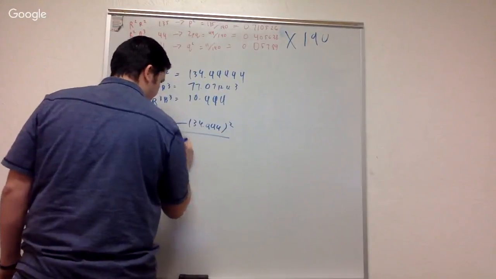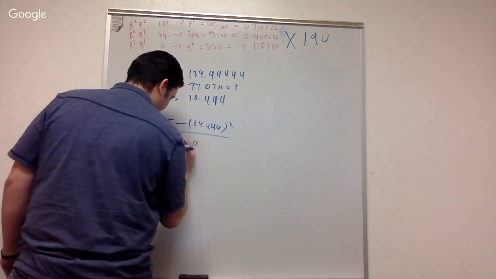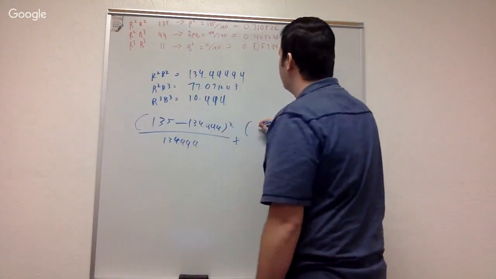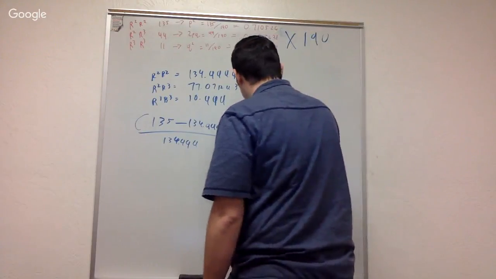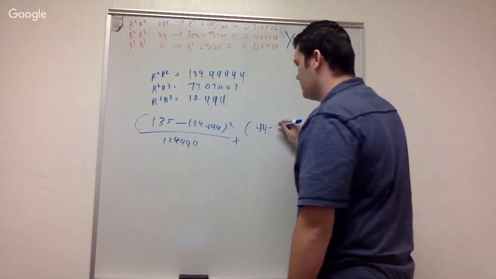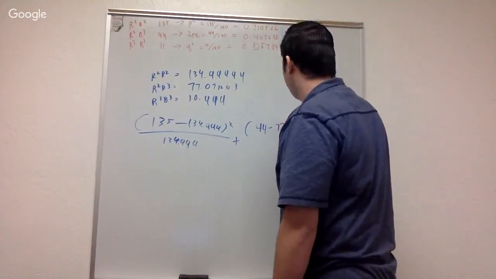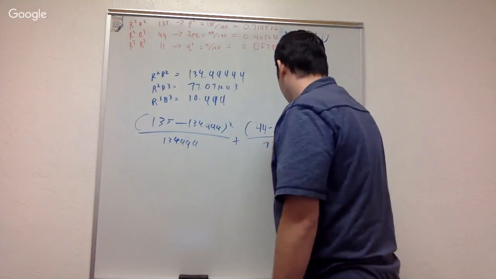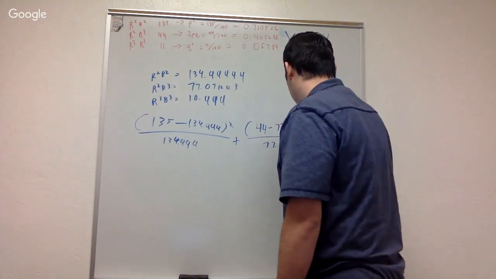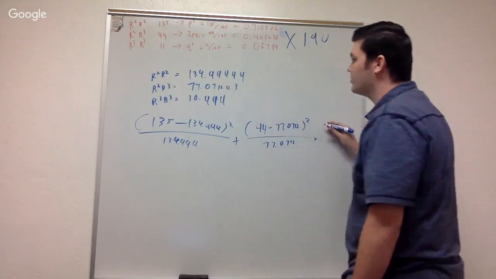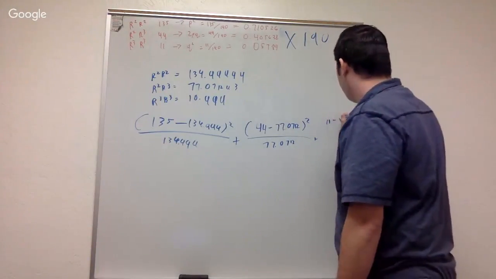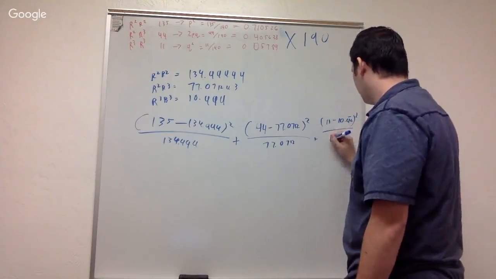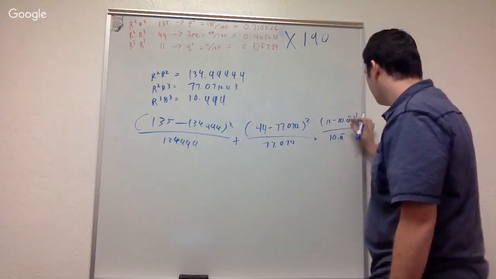over 134.99. I know I'm in the way, but it's so hard to write sideways. Plus, what do we get? 44 minus 77.0712, 77.0712. I'm running out of board space. 11 minus 10.9 repeating over 10.9 repeating.